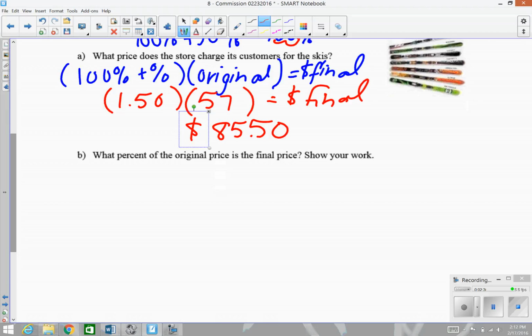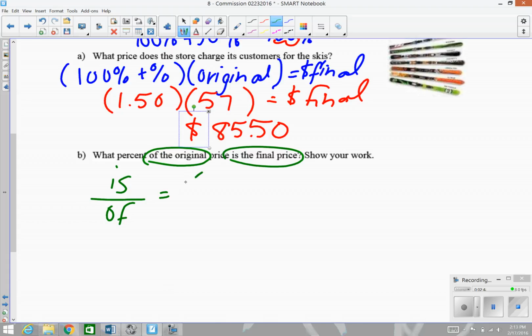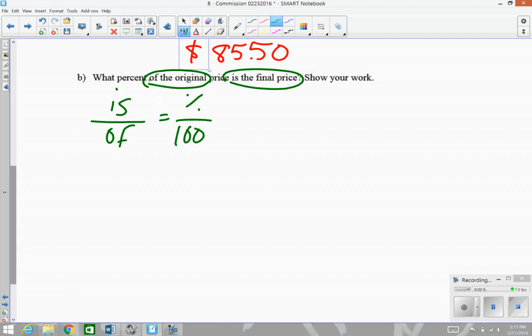And then we'll take a look at part B, which asks us what percent of the original is the final price. This is taking you back to day 1, day 2, when we did is over of. This is not the only path you could take, but it is certainly one of them. The of belongs to the original price. The is belongs to the final.